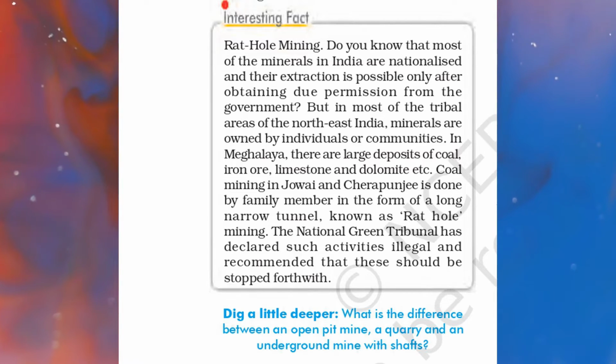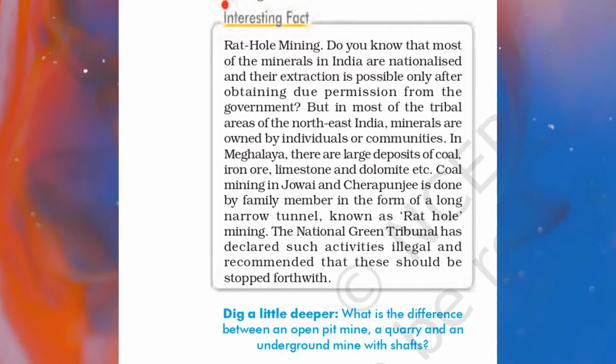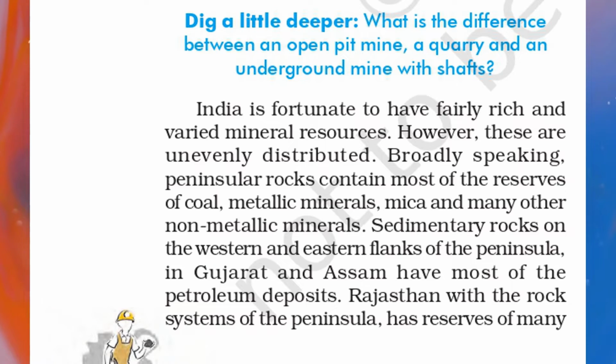In Meghalaya, there are large deposits of coal, iron ore, limestone and dolomite etc. Coal mining in Jowai and Cherrapunji is done by family members in the form of a long narrow tunnel, known as rat hole mining. The National Green Tribunal has declared such activities illegal and recommended that these should be stopped forthwith. Dig a little deeper: What is the difference between an open pit mine, a quarry and an underground mine with shafts?